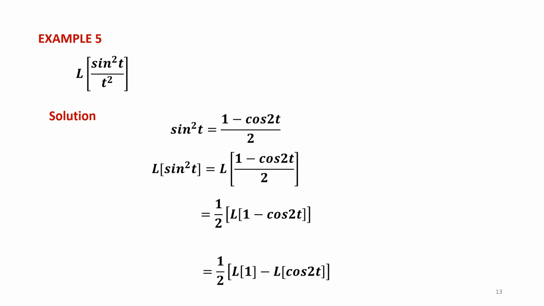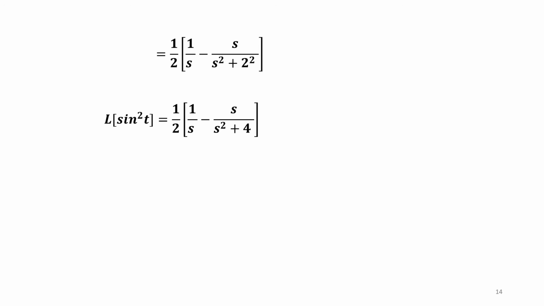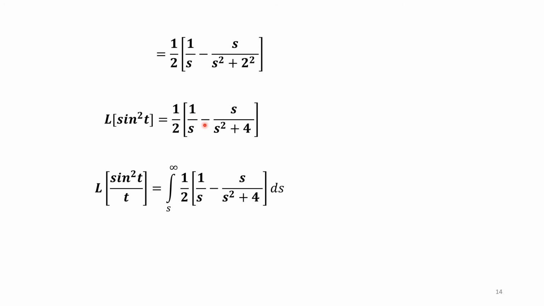So writing L of 1 and L of cos 2t. L of 1 is 1 by s and L of cos 2t is s upon s square plus 2 square. So L of sine square t becomes 1 by 2 into 1 by s minus s upon s square plus 4. This is the L of the numerator. So now we have to calculate L of sine square t by t first. Once we get this answer, that answer has to be integrated again to get sine square t upon t square.